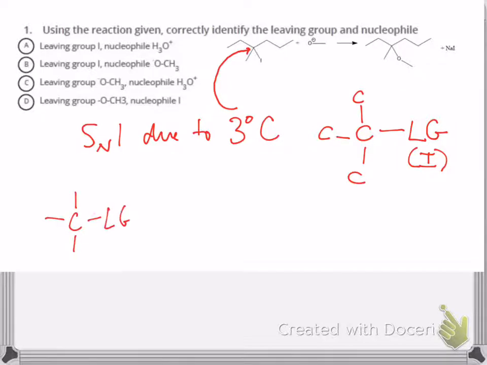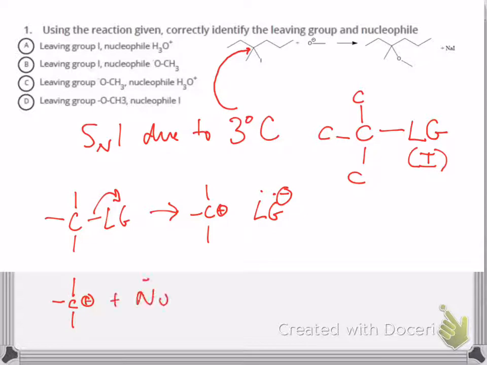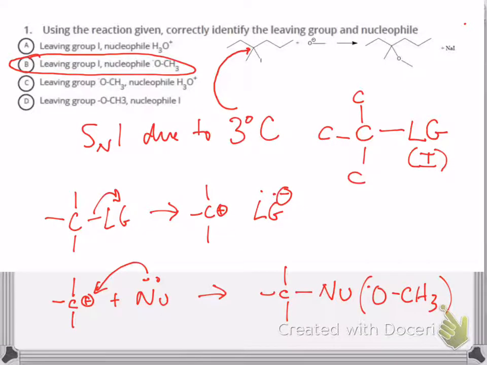Okay, so here's our general mechanism: in SN1, the rate limiting step is the leaving group leaving, and the result is a carbocation. In step 2, this carbocation reacts with the nucleophile to create the new molecule. So the nucleophile here is OCH3, the leaving group is iodine. So we would pick B.